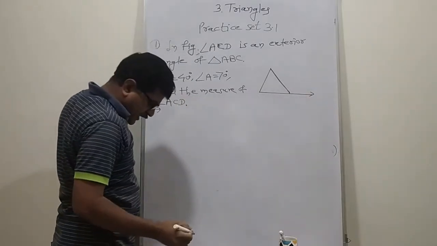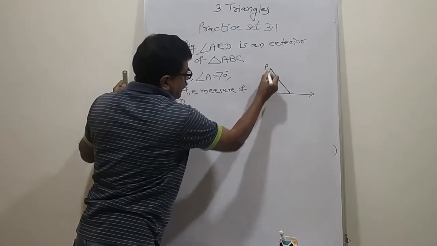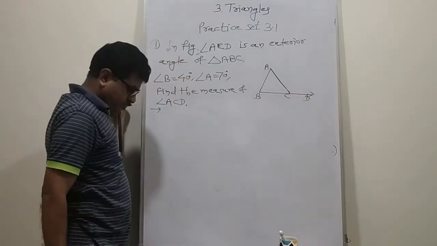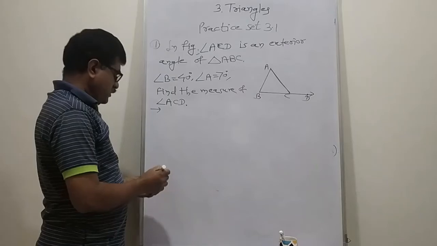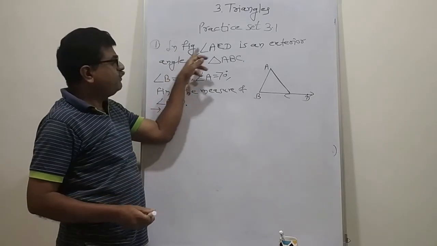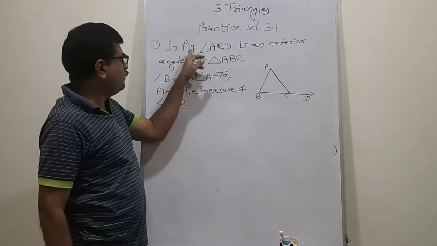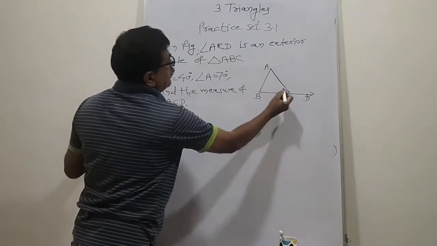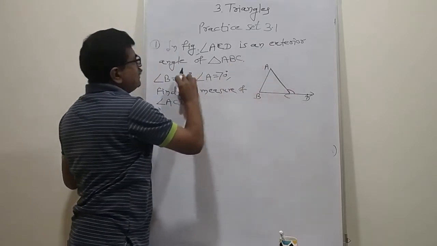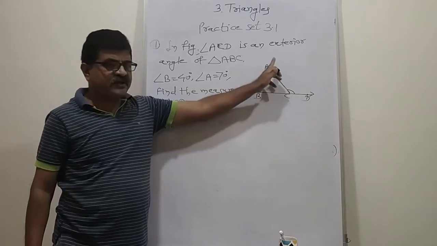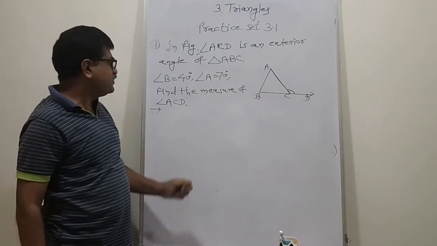We have given triangle ABC. Point D is here. Now let us see from examples. In the figure, angle ACD is an exterior angle of triangle ABC.